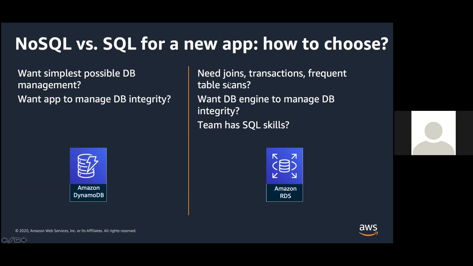Anything that needs transactions, complex transactions, complex queries, joins, and frequent table scans, anything that has to do with the database engine managing the database integrity, where you don't want the application to manage the database integrity, and you don't have time for SQL skills, you would go with Amazon RDS. So I wanted to put this slide in there so that it gives you a little bit more clarity on what DynamoDB does and what RDS does.